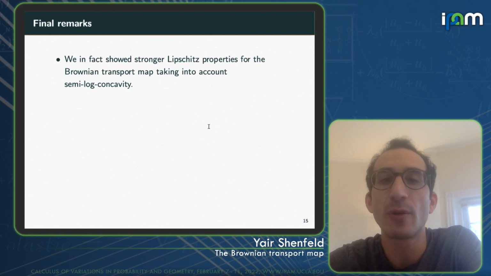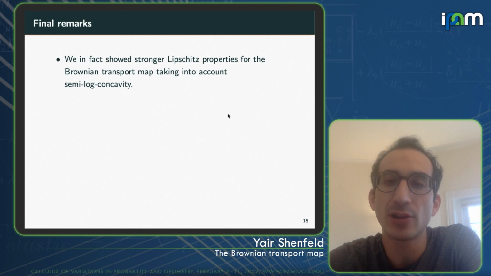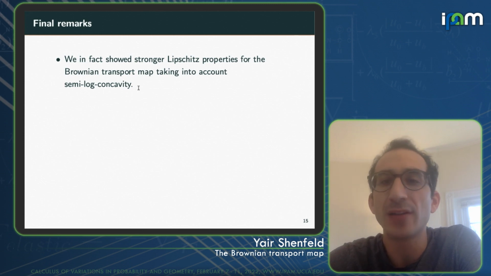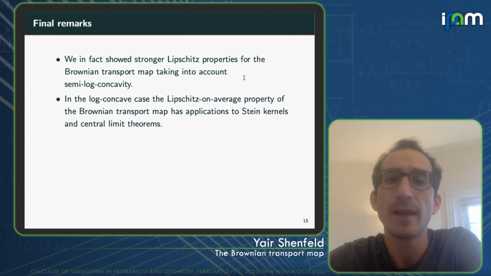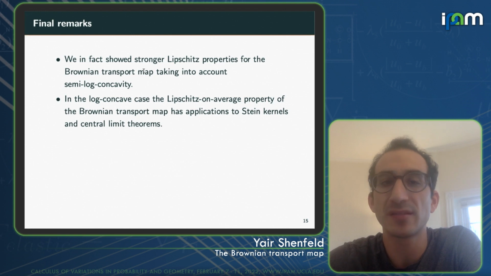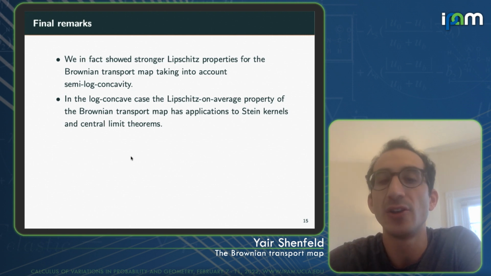So let me just make some final remarks. I stated the result about log-concave measures with bounded support, but actually you can say more. You don't really need to be log-concave. It's enough to be semi-log-concave. And then we have a result which captures a balance between the size of the diameter of the support and the extent to which the measure is semi-log-concave. There are many applications, as I mentioned before, once you have the strong Lipschitz property, meaning this is pointwise. But the Lipschitz on average property, which we used for KLS, also has its own application to Stein kernels and new central limit theorems.